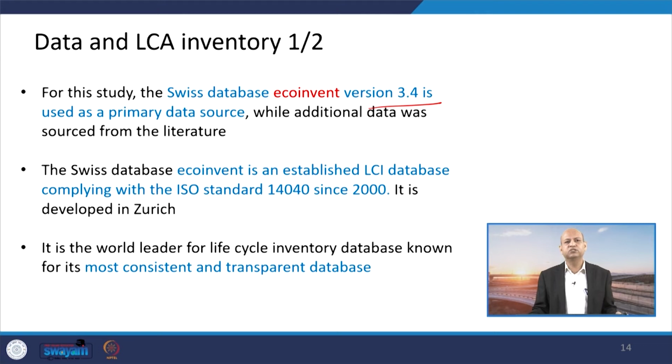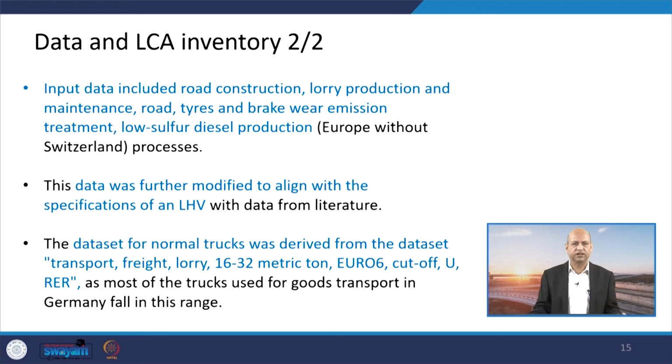The Swiss ecoinvent database is an established life cycle impact database, complying with ISO standards 14040 since 2000, and it is developed in Zurich. This is very robust data, and people use it quite frequently. It is the world leader for life cycle inventory databases, known for its most consistent and transparent data. So, you can always check where this data has come from and what the basis of those values is. That way the confidence is there to use this data.